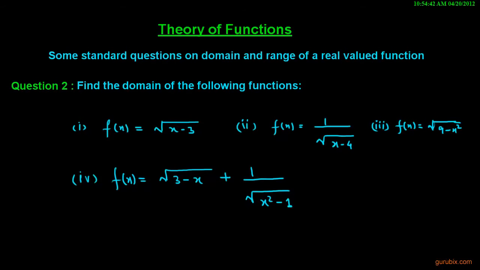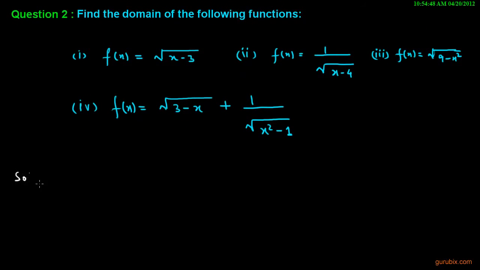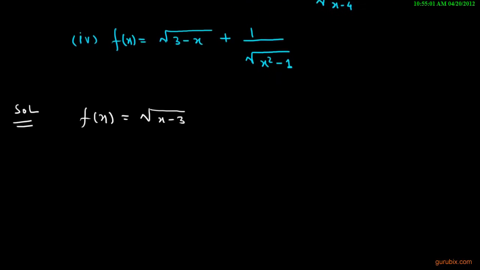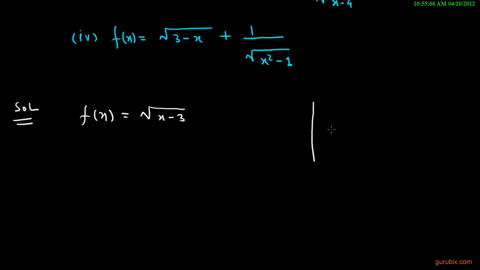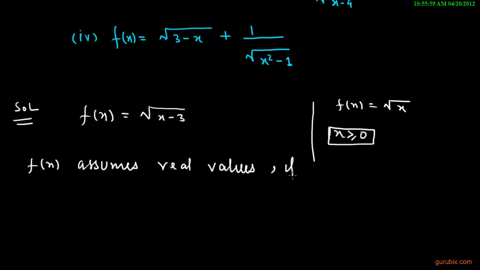First of all, we shall start with part 1, and in part 1 we are given a square root function f(x) = √(x − 3), and we know that a square root function assumes real values if, suppose we have a square root function f(x) = √x, then this function will assume real values if x is greater than or equal to 0. So we shall write that f(x) assumes real values if x − 3 is greater than or equal to 0.